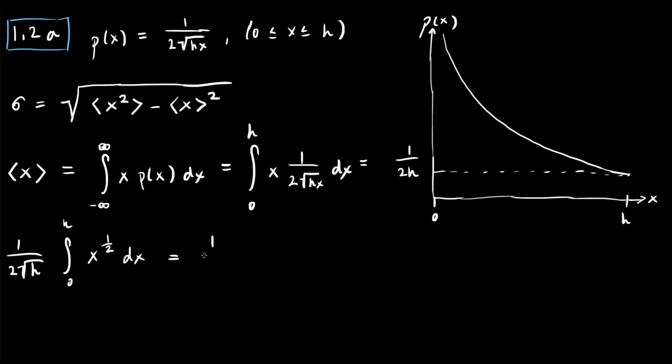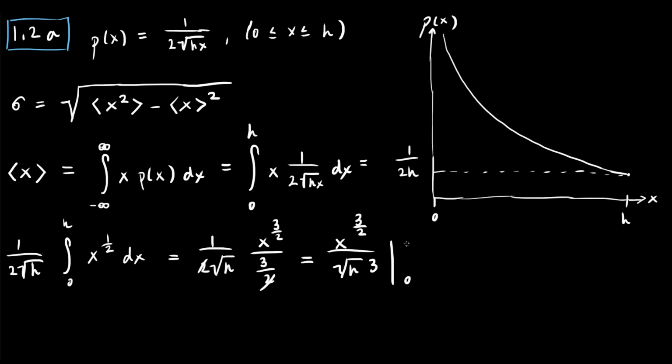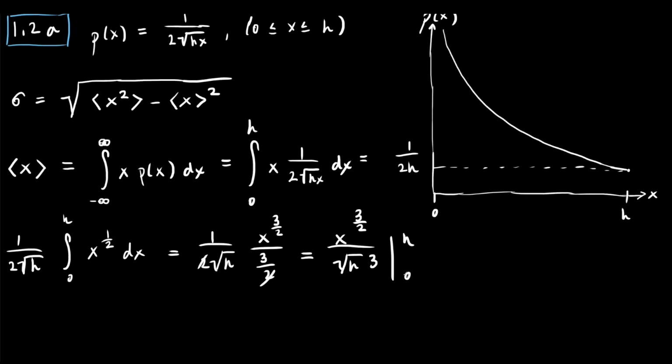So that means the integral will be x to the 3/2 over 3/2. These 2's will cancel, and then now we just compute the value from 0 to h. We don't have to worry about the initial point since the initial point is 0 and this entire thing will be 0, so we just have to plug in h, which is the final point. When we plug in h, it's going to be h over 3.